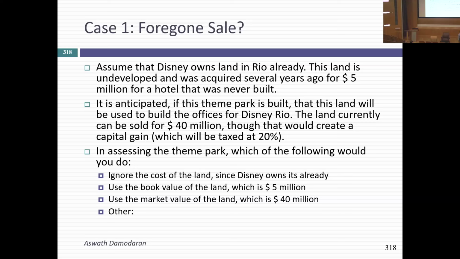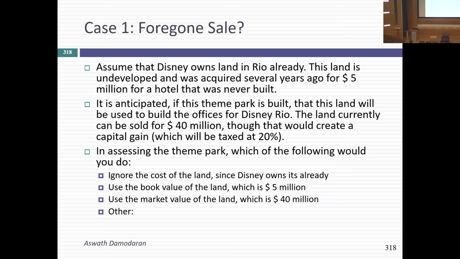That sounds closer to the truth, right? But if I sell the land, though, I've got to close the loop. If I sell the land, what's the next step? I've got to pay taxes. How much would I pay in taxes? Not $8 million. Remember, taxes are based on capital gains. It'll be $35 million in capital gains, 40 minus 5, so the tax will be $7 million. 40 million minus $7 million would become $33 million.